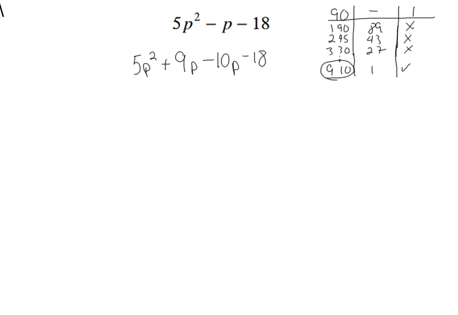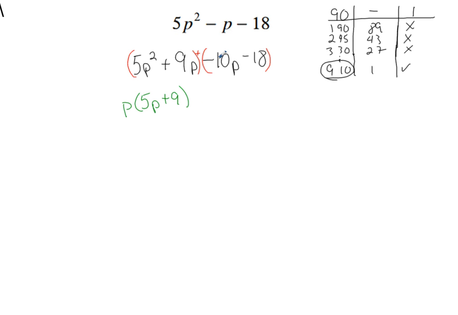Alright, so now I factor by grouping. So I group the first two, the last two, and I'm going to put a little plus because there's a minus right there. And now I want to factor by grouping. GCF of 5p squared and 9p is just p. So when I factor it out, I get 5p plus 9.